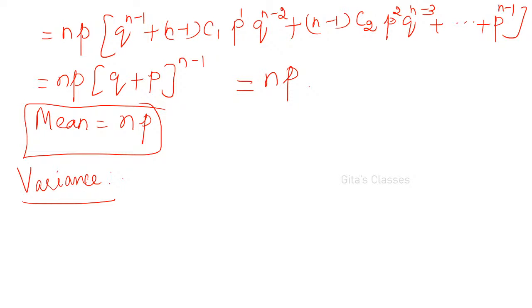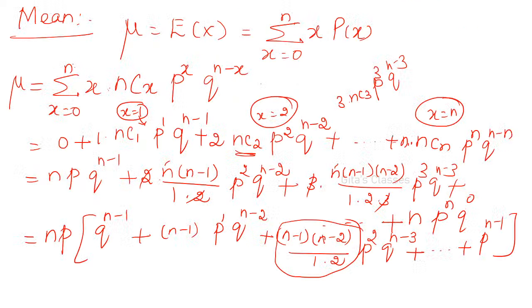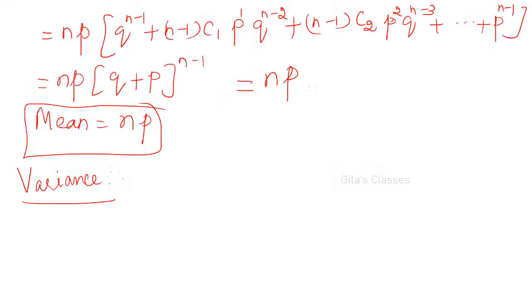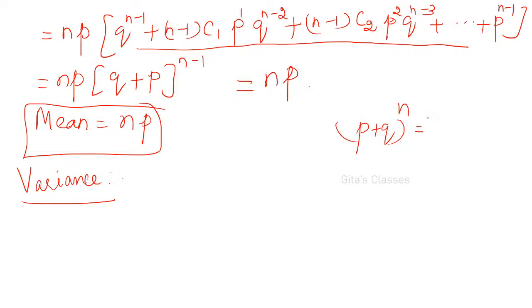Last line. From this you understood this step, right? So the last line is this one, np. From this is the binomial expansion. Suppose you have p plus q the whole power n. What is that? nc0, p power n, q power 0, plus nc1, p power n minus 1, q power 1, plus etc. The last one will be q power n, right?